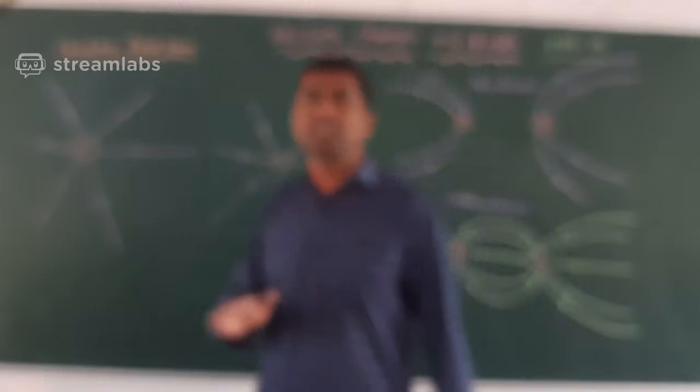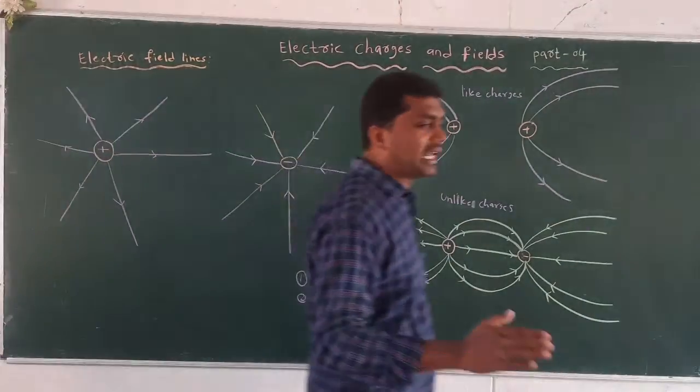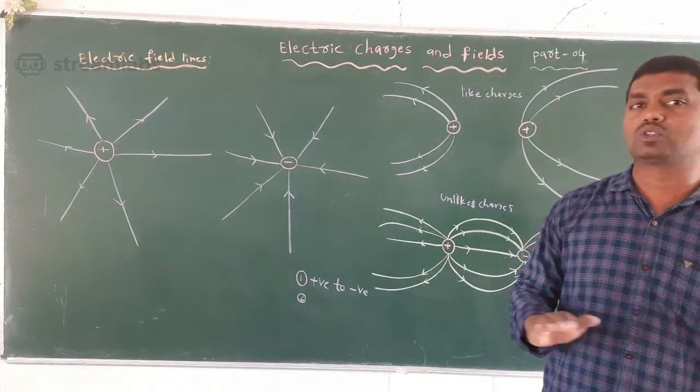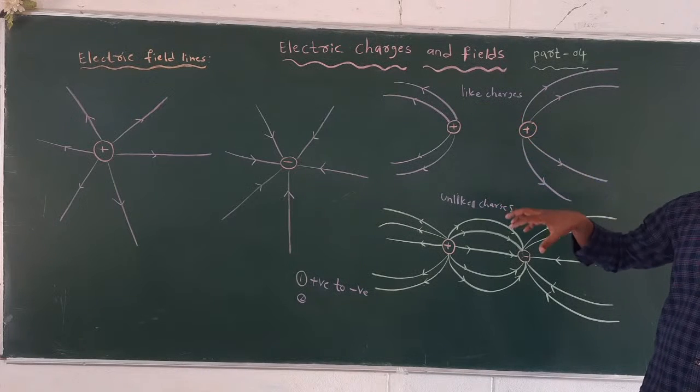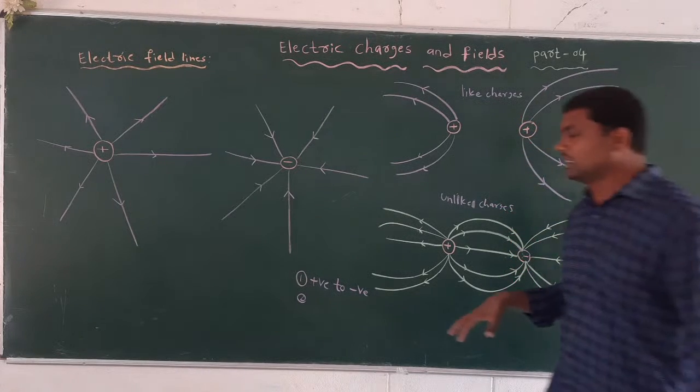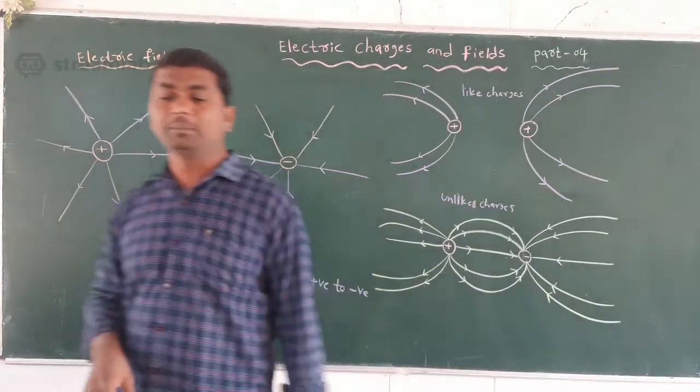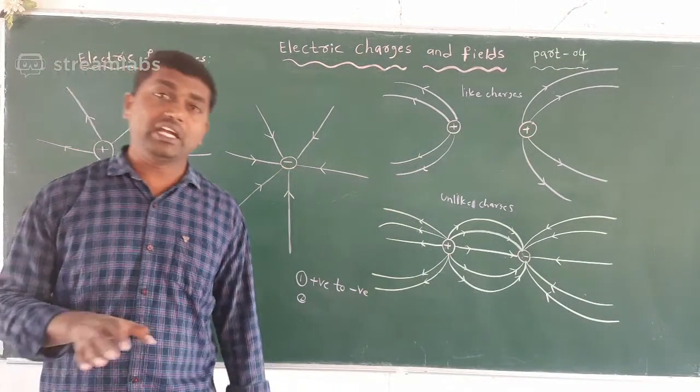The next point is that electric field lines do not form closed loops. A closed loop is totally closed, like a magnetic field line. Magnetic field lines form closed loops, but electric field lines, electric force lines, do not. So these are the basic properties of electric field lines. The first one is that electric field lines are drawn from positive charge to negative charge.